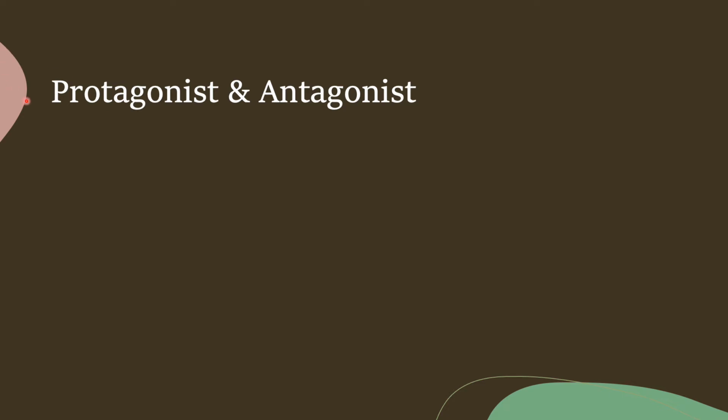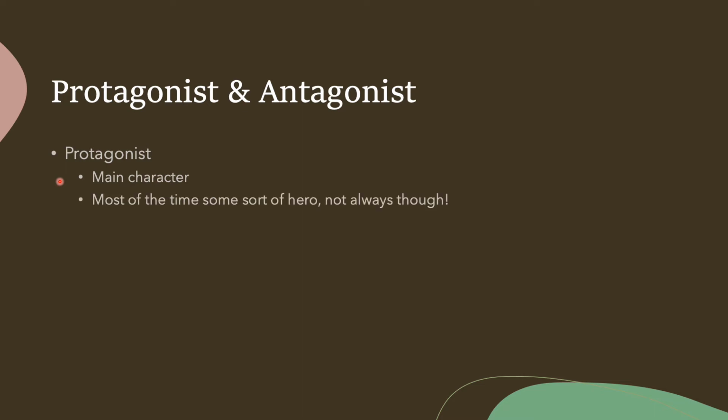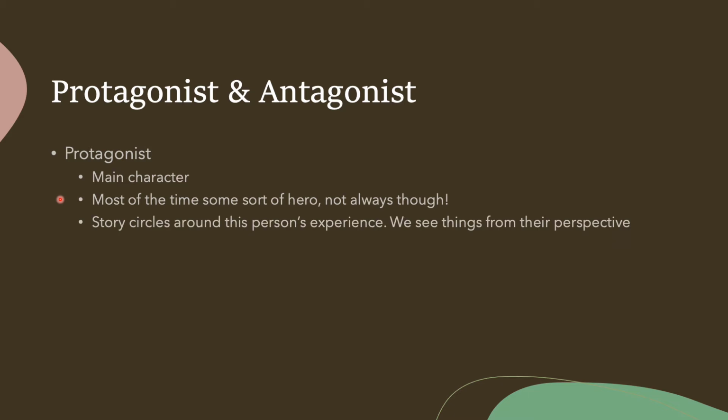Okay, the first literary terms that we will be discussing are the protagonist and then the antagonist. So a protagonist is another fancy way of saying main character. A story will always have a protagonist. Most of the time, a protagonist is some sort of hero. Not always though, because in some cases we do find out that a protagonist is a villain. The story circles around this person's experience.